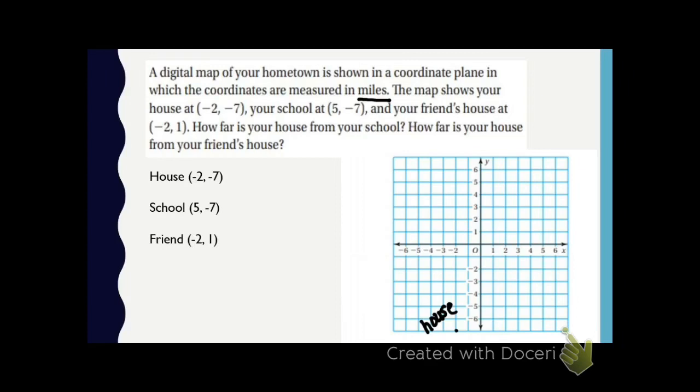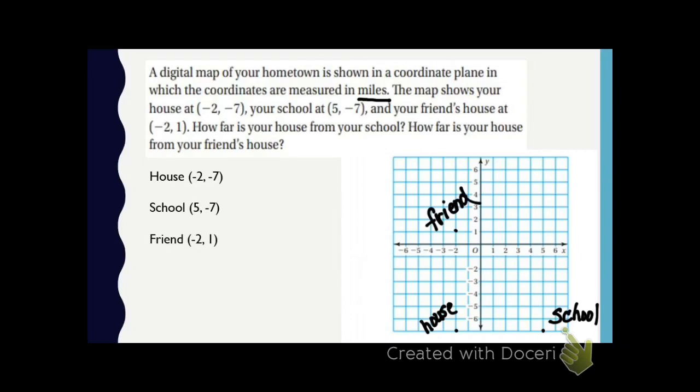Okay. Next, the school. So go back up to 0. It's 5. Go over to 5, -7. I'm going to come all the way down. So the school is right near my house. Okay. And then my friend's house is at -2, 1. So I go back up to my 0. I go over to -2 and up 1. And I'm just going to put friend. Okay? That's where my friend's house is.